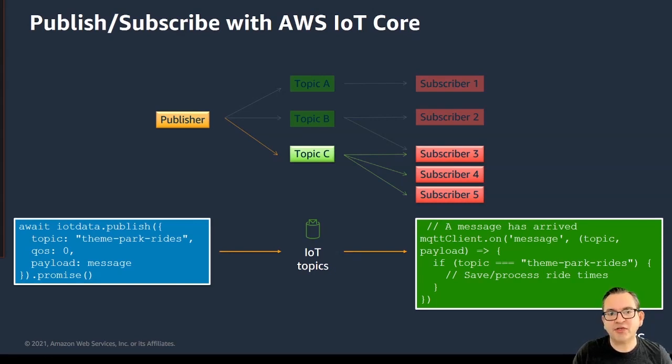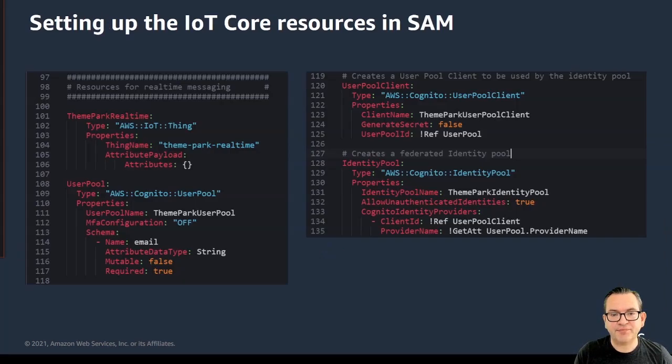So the most important thing when you're designing web apps this way is to decide on your topic structure, and then your publisher uses the code in blue on the left hand side there, and then your subscriber uses code that's similar to what's in green on the right hand side there.